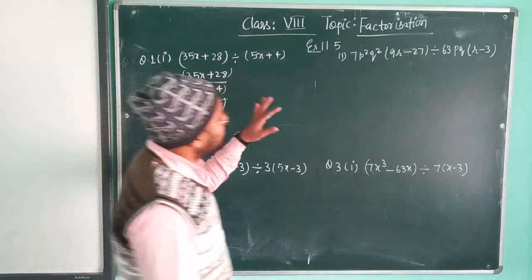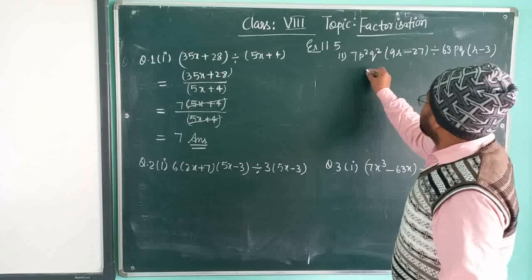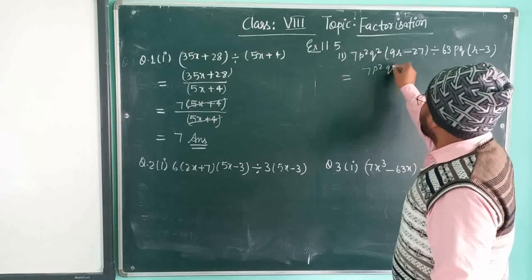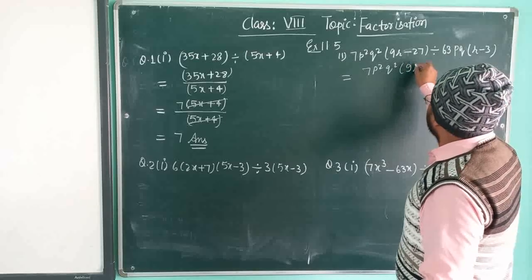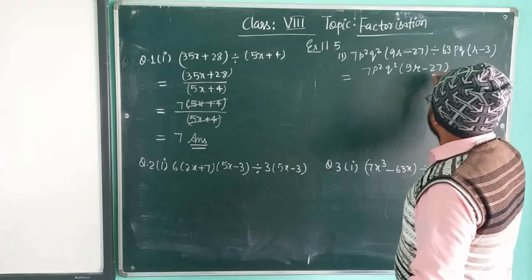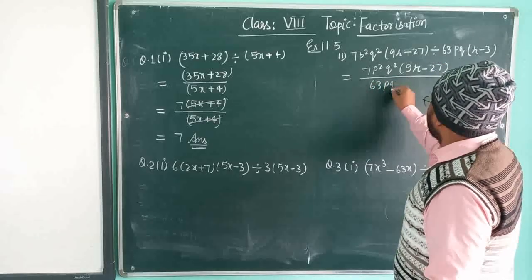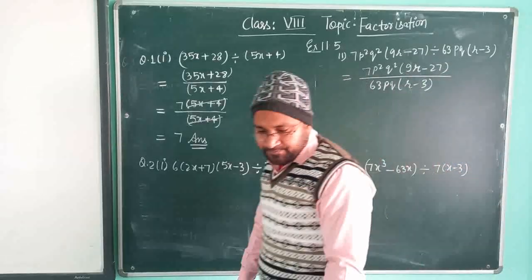Okay. Similarly, the second part also. I want to show you the second part also. Same as it is, I am going to write it in the form of a numerator and denominator: 7 p square q square in bracket 9r minus 27 upon 63 pq in bracket r minus 3. This is our question.